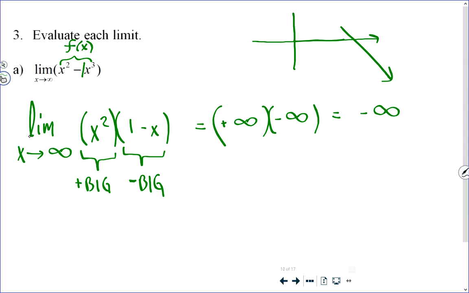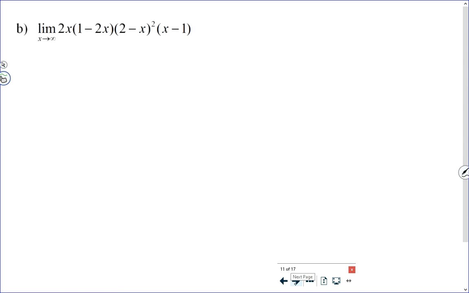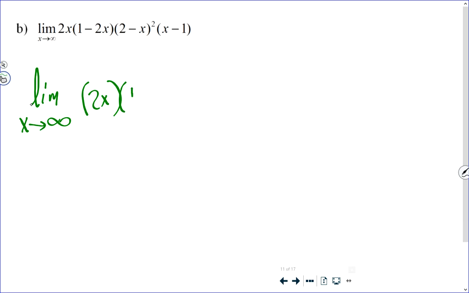If we were to take a look at the next one, which is actually just a little bit easier because it's already factored, I believe, I want to rewrite it so I have room to add a few notes here. We've got 2x, we have 1 minus 2x, we have 2 minus x quantity squared, and x minus 1.